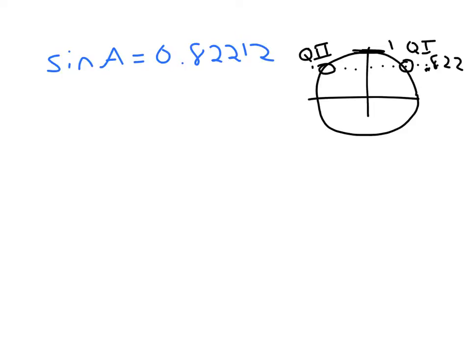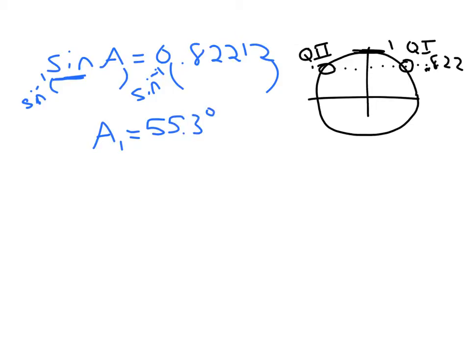Okay, so to find one of those solutions, you would use the inverse sine function. That's probably what you were thinking of. To get rid of the sine here, I could do the inverse function, so take inverse sine of both sides. I'm going to call this A1. When you take inverse sine of 0.82212, you get about 55.3 degrees. And so that's definitely an angle in quadrant 1. That's our quadrant 1 solution over here.